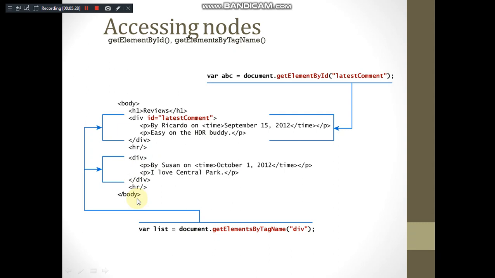So if I would like to access this particular division, what I can do is refer to this particular division element. I can create a variable by name ABC or any other name, which is assigned to a function called getElementById. The way to call this particular function is preceding it with a dot operator and the object name.